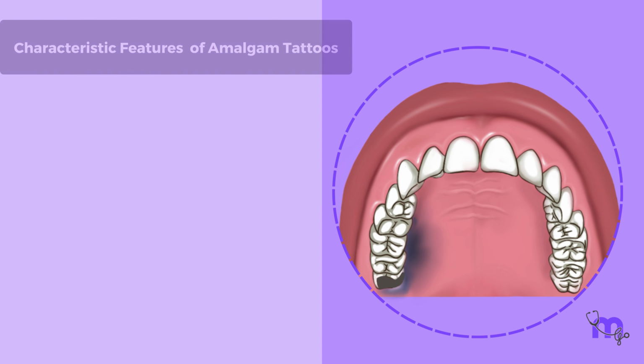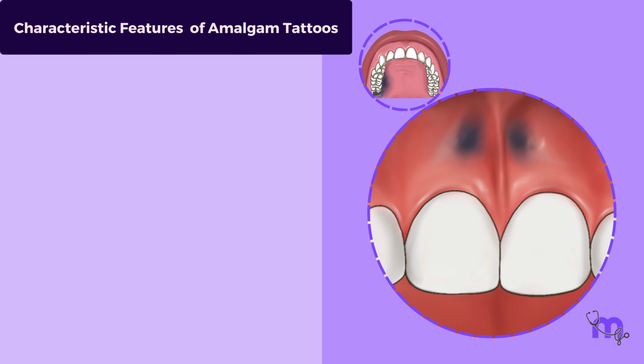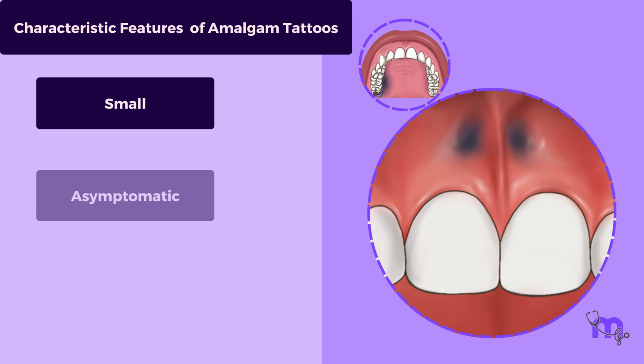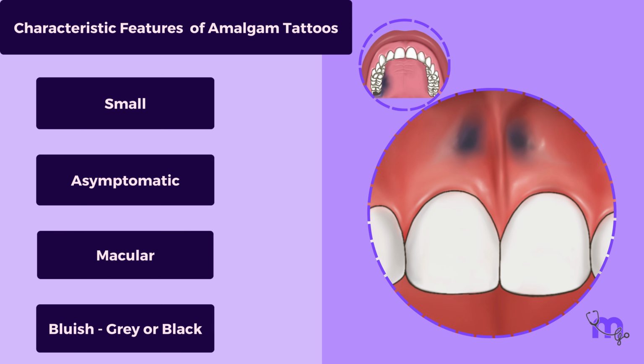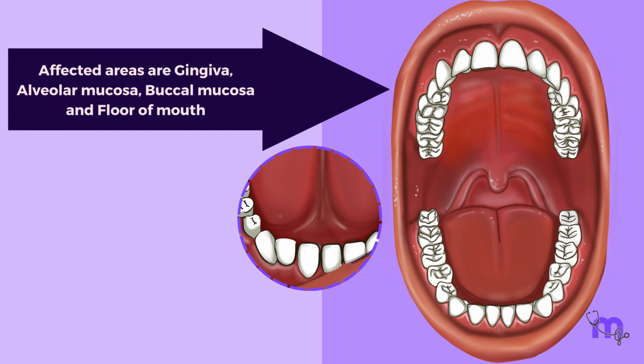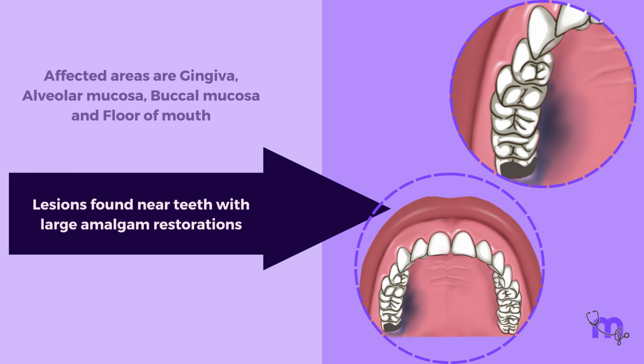Let us now discuss the characteristic features of amalgam tattoos. Unlike my patient, most amalgam tattoos are small. They are typically asymptomatic, macular, and bluish-gray or black in appearance as seen in my case. The most common affected sites are the gingiva, alveolar mucosa, buccal mucosa, and floor of the mouth. These lesions are often found near teeth with large amalgam restorations.